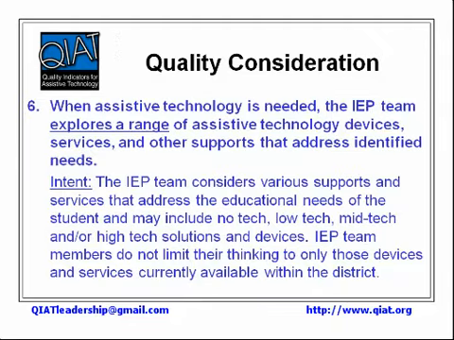And quality indicator number 6 is when assistive technology is needed, the IEP team explores a range of assistive technology devices, services, and other supports that address identified needs. Exploring a range of AT devices is really important, and it can be a challenge for the IEP team if they have not had training about assistive technology or experience with assistive technology, or at least access to good information about what kinds of AT work well to address the specific tasks that they're concerned about.